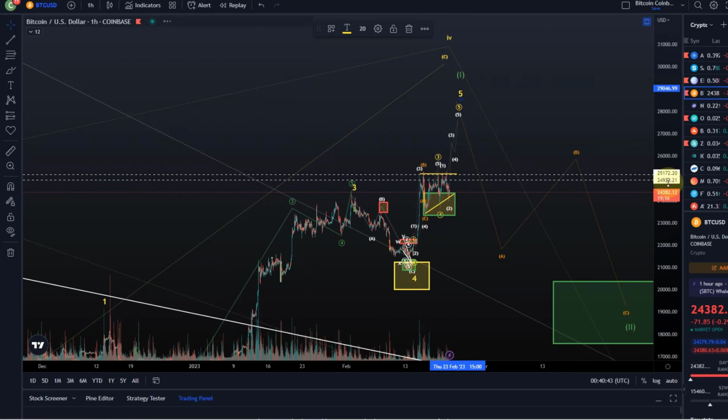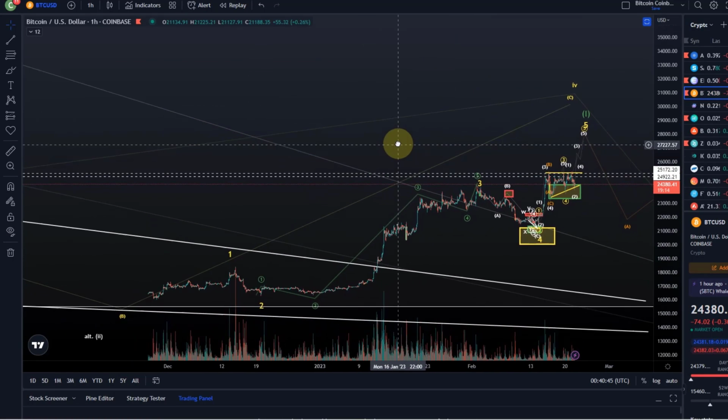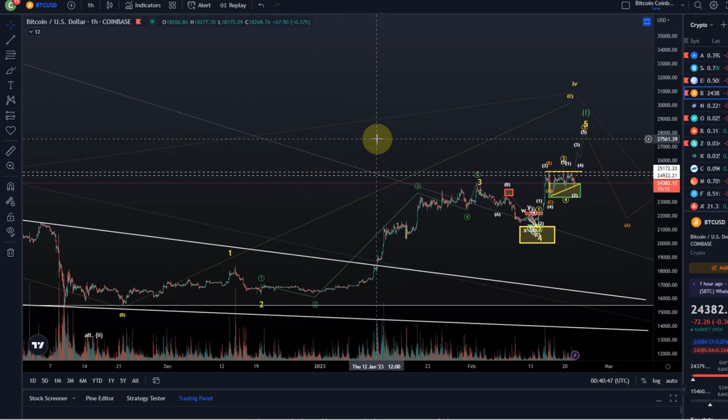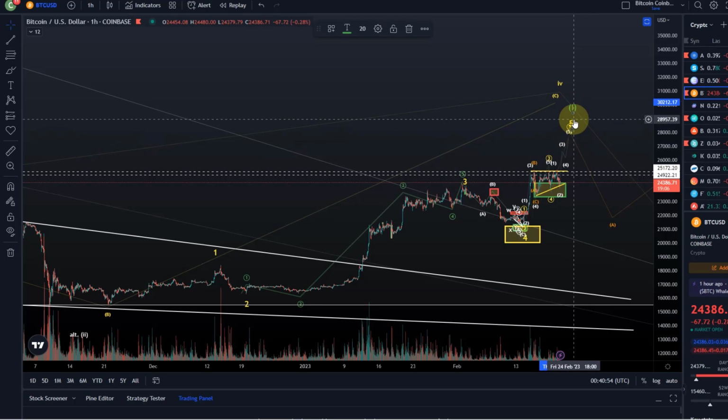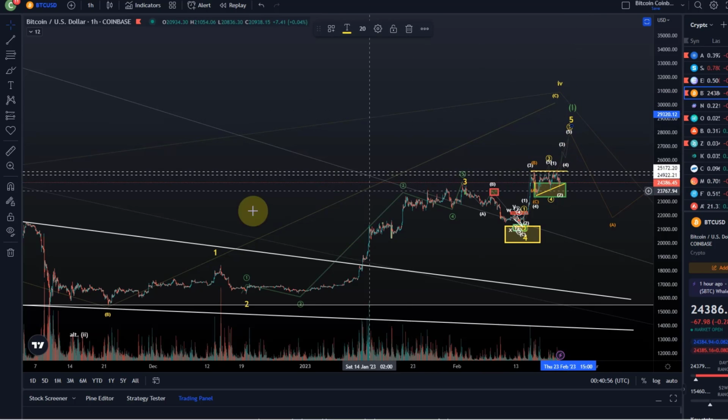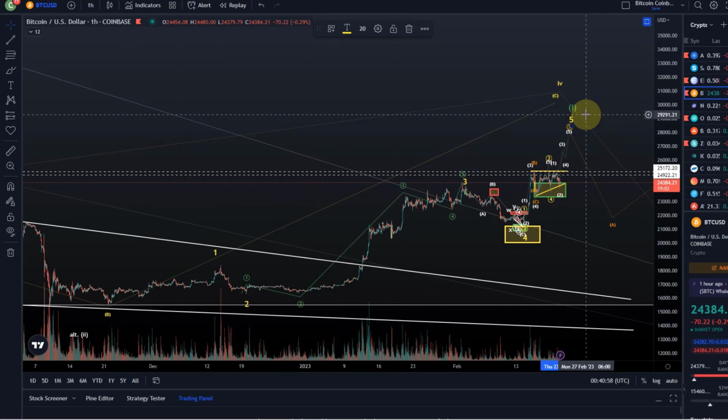So let's go to the 1 hour chart. Just wanted to zoom out a little bit, show you the movement since the beginning of this impulse, this green wave 1, possible wave 1. This could still be all part of a bearish correction. We talked about that extensively in previous videos.